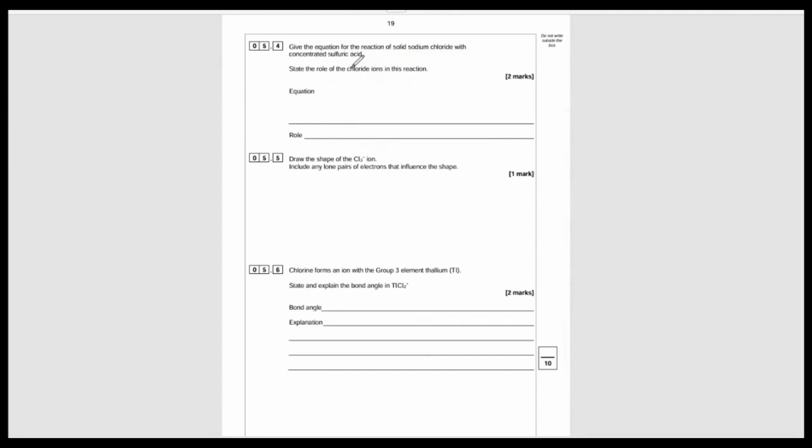Okay, here we go. We're being told that we've got solid sodium chloride. So I'm going to do state symbols here. So I've got sodium chloride solid and concentrated acid, right? Sulfuric acid, H2SO4. That means it's aqueous, because, well, yeah, because it's an acid. They're always aqueous.